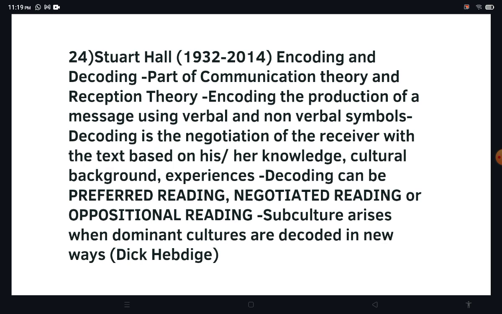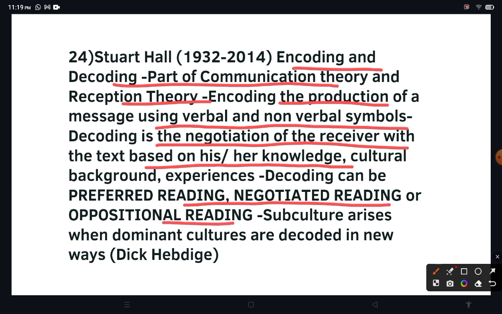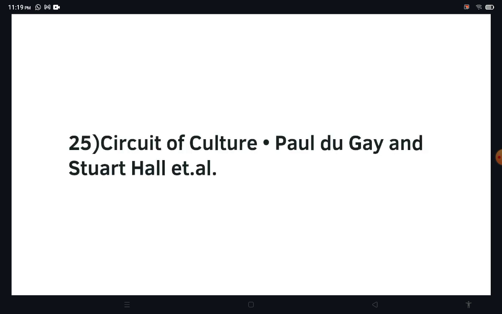Then he also wrote Encoding and Decoding, part of communication theory and reception theory. Encoding is the production of a message using verbal and nonverbal symbols, as you read in paper one, and decoding means the receiver negotiating with the text based on his or her knowledge, culture, background, and experience. Decoding can be preferred reading, negotiated reading, or oppositional reading. Subculture arises when dominant culture is decoded in new ways. I'm going to explain it in my next video because I have no time now.